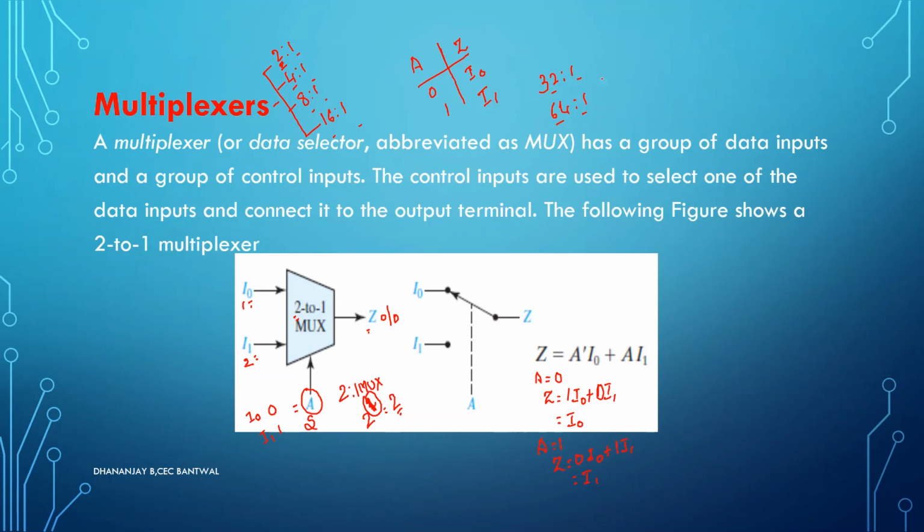2 to the power how much is 32? 2 to the power 5 is 32, which means that a 32:1 mux should have 5 selector inputs. 2 to the power how much is 8? 2 to the power 3 is 8, which means that this mux should have 3 selector inputs. So based on the data inputs, your multiplexers will have the selector inputs chosen. That is what this particular slide explains to you.